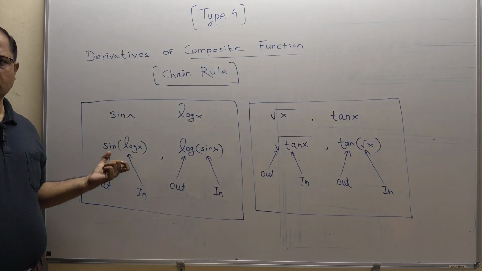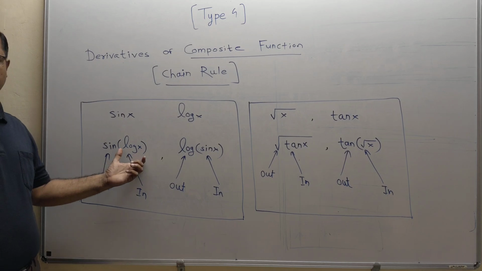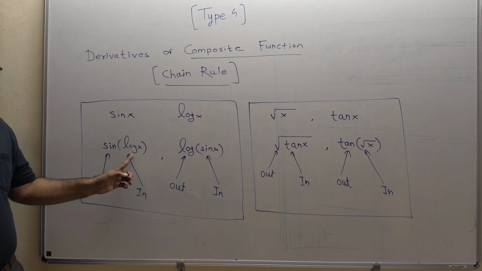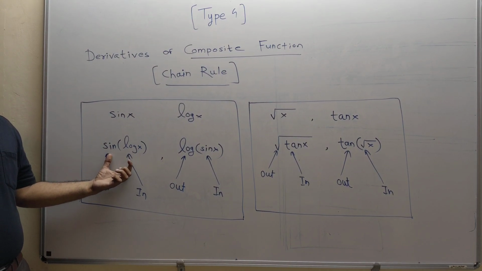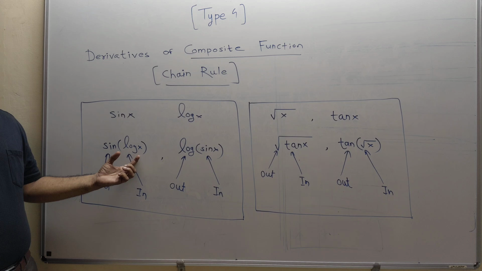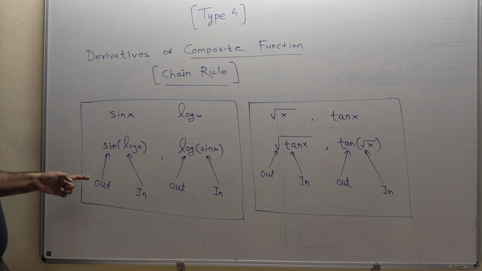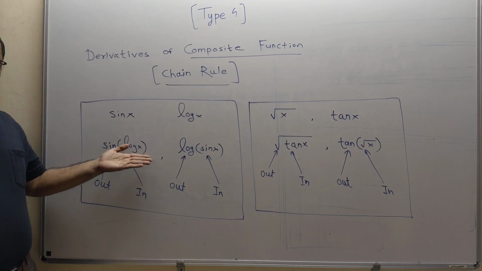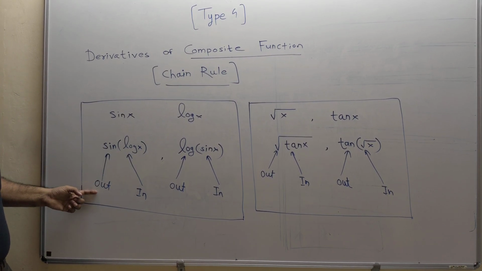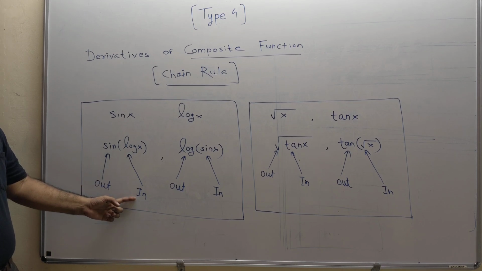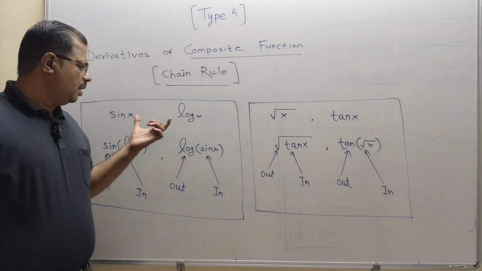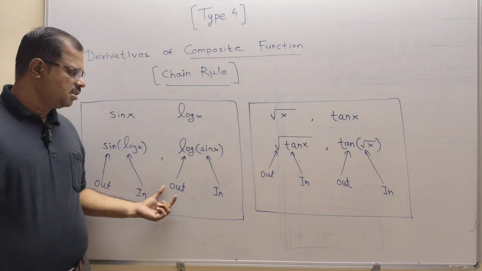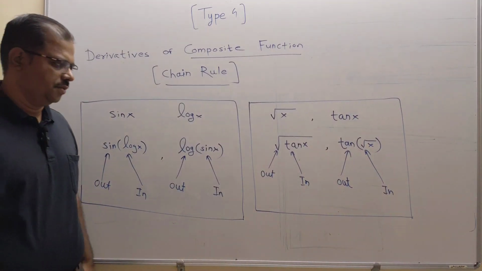If we combine these functions, such as sine of log x or log of sin x, then on variable x there are two functions applied. First is sine and the other is log. Then sine is called the outer function, and log is called the inner function. If we go towards x, sine is the first function, which is the outer function, and log is the second function, which is the inner function. In another way we can write log of sin x. If we go towards x, log is the outer function, sine is the inner function.